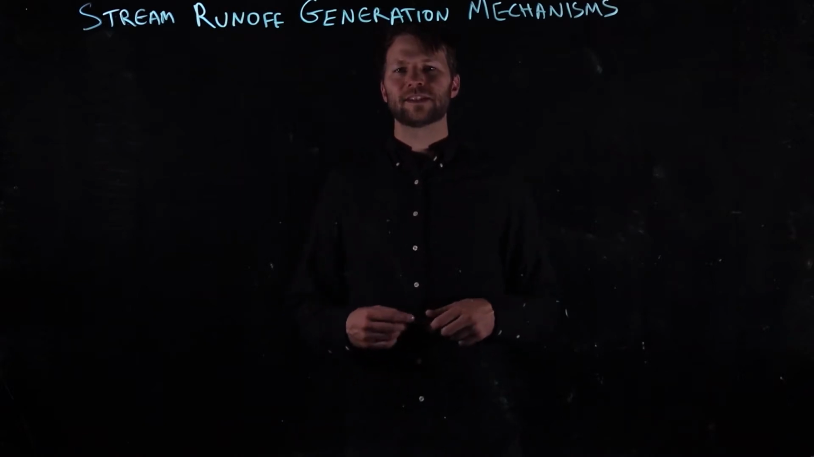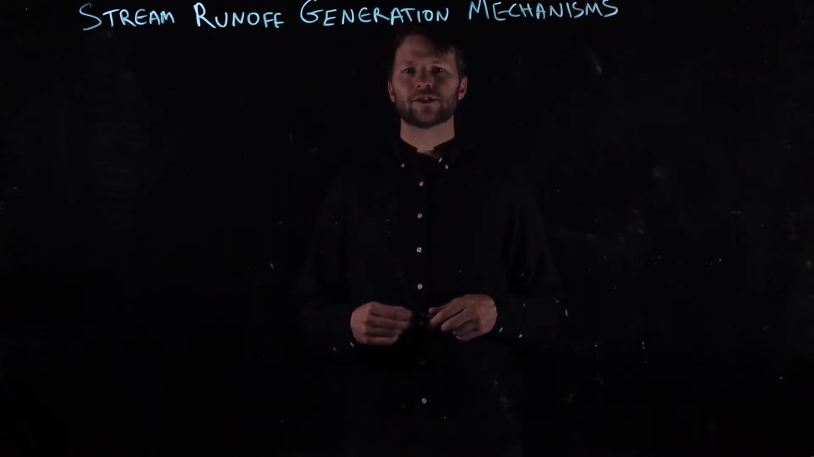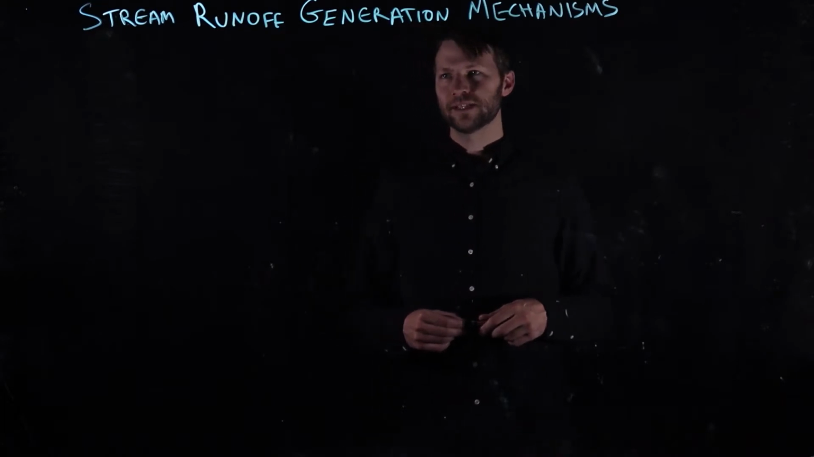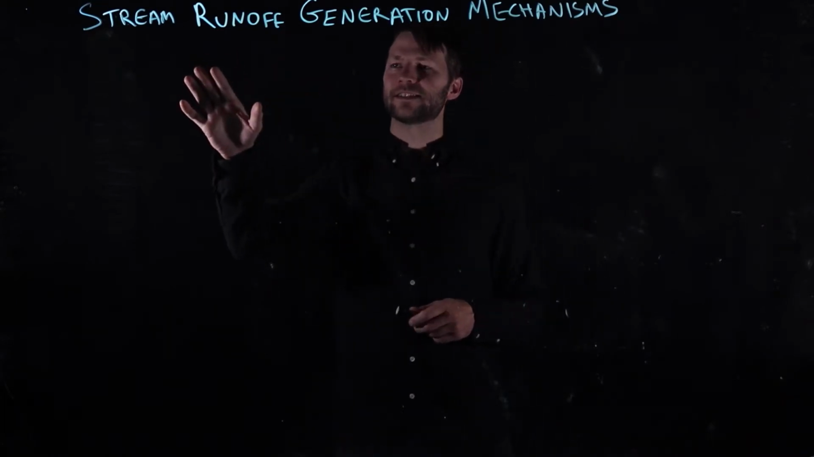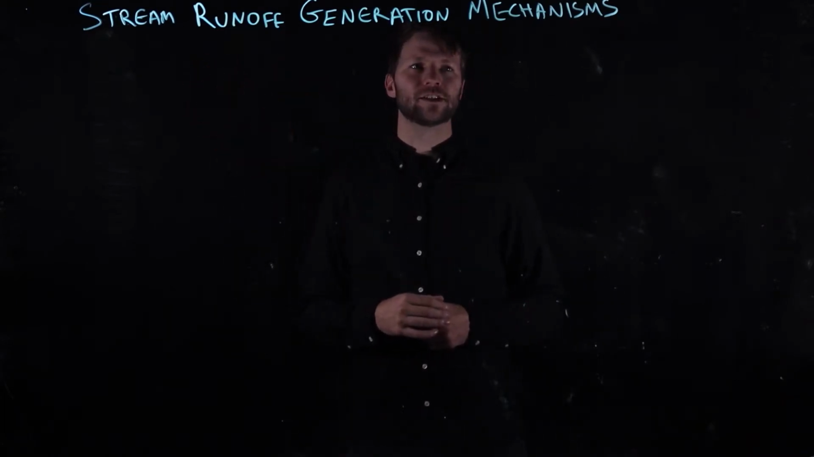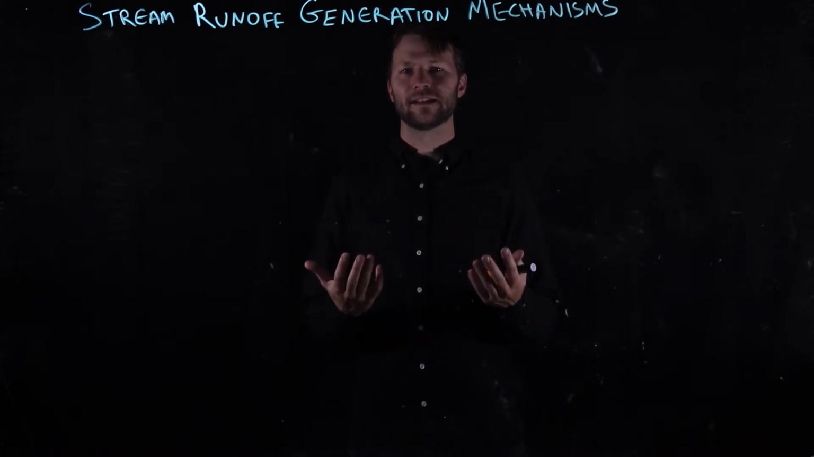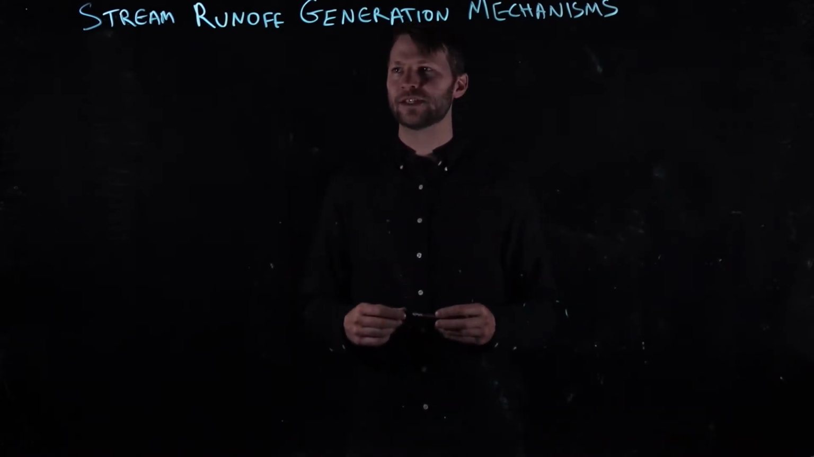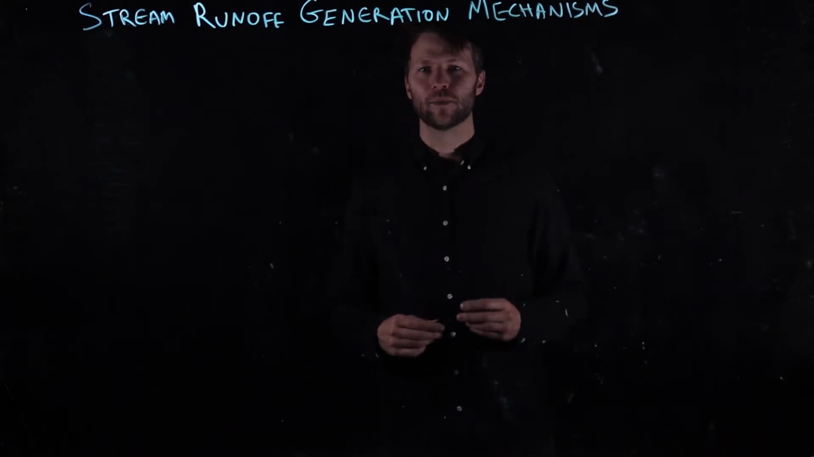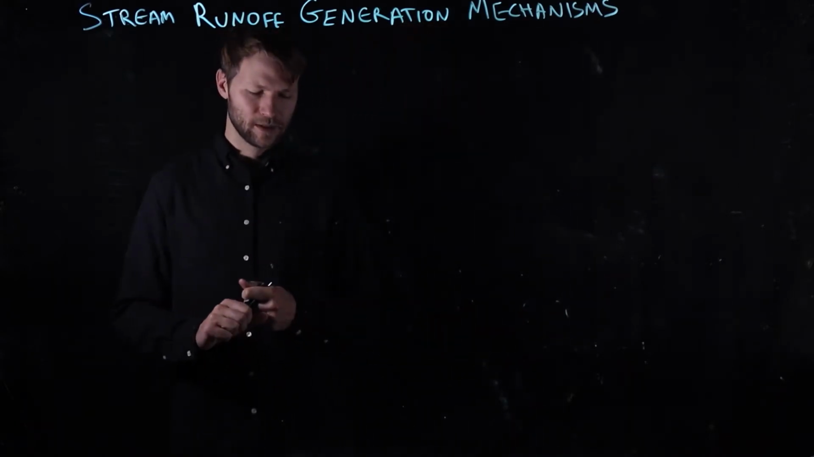How does arriving precipitation become stream flow? This particular question is related to the study of stream runoff generation mechanisms, or how it is that the water that we see flowing in streams and rivers got there. Where did it come from on the hill slope?